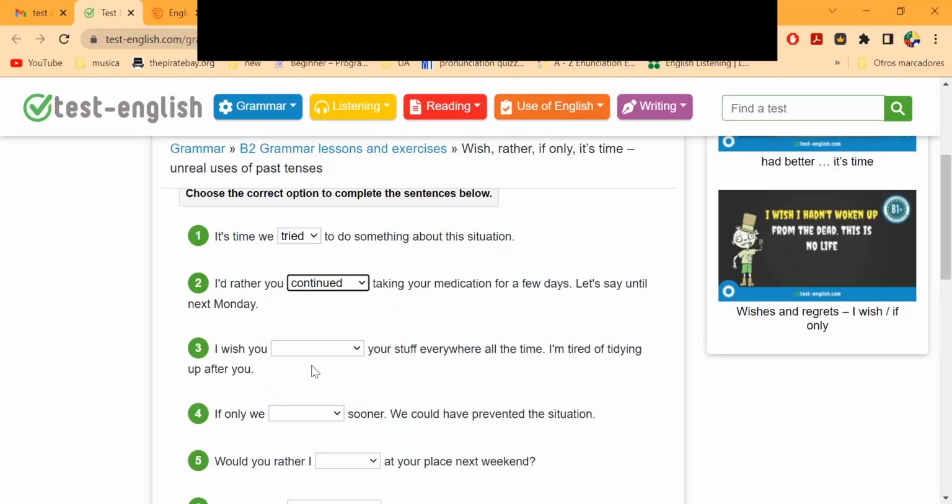Number 3. I wish you wouldn't leave your stuff everywhere all the time. Recuerden que el wish venía seguido de cierta forma cuando estamos criticando a alguien, cuando es molesto lo que hace. Yeah, when we complain about somebody else's behavior, we use the would. Esto sale en la Grammar Reference y lo vimos. So I wish you wouldn't leave your stuff everywhere all the time. I'm tired of tidying up after you.